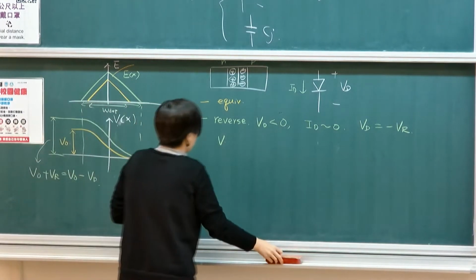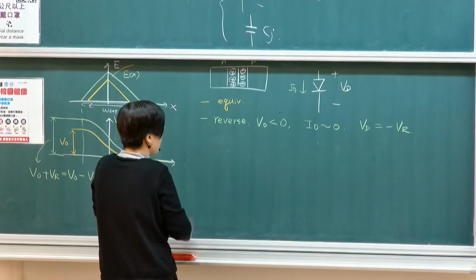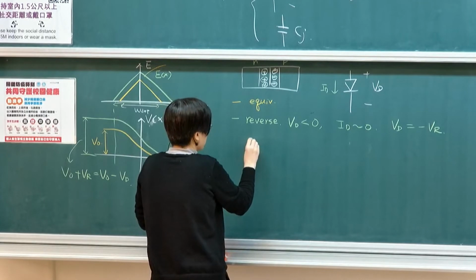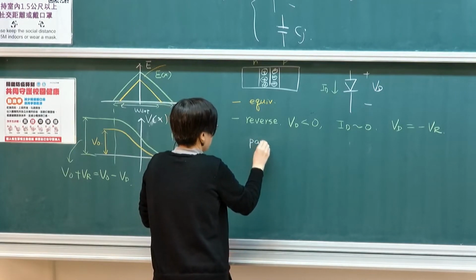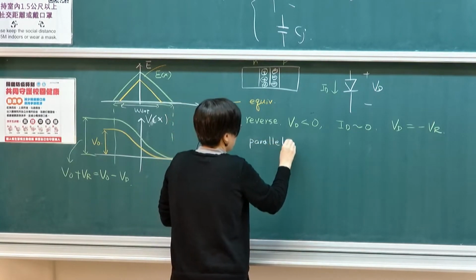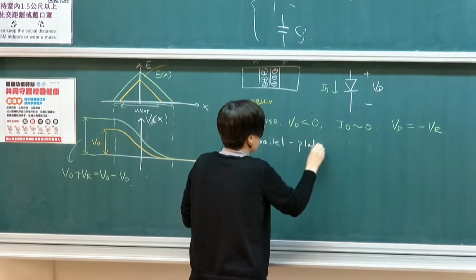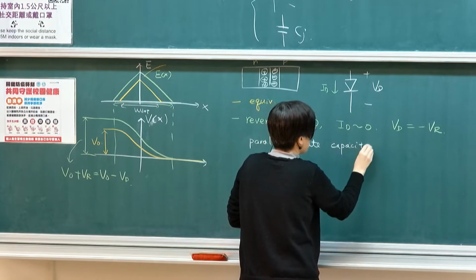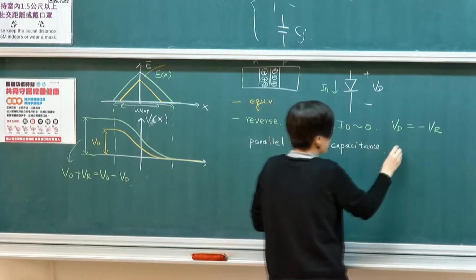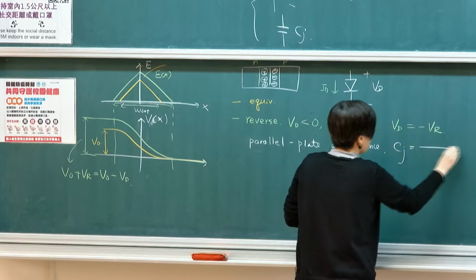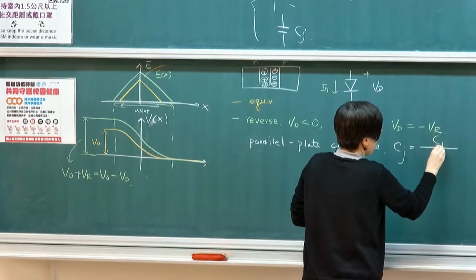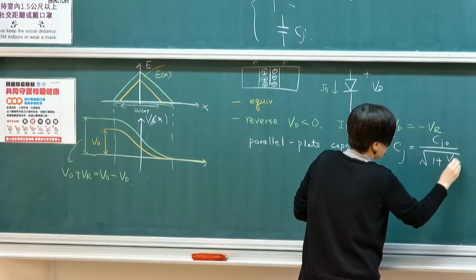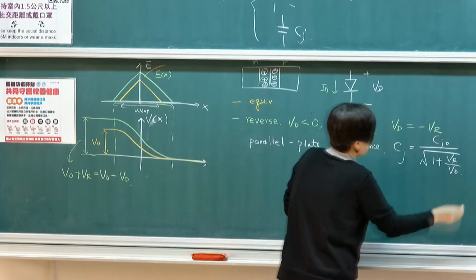We know that you could basically view it as a parallel plate capacitance. If we look at the small signal behavior, it will be similar to parallel plate capacitance, where Cj equals Cj0 over 1 plus VR over V0.